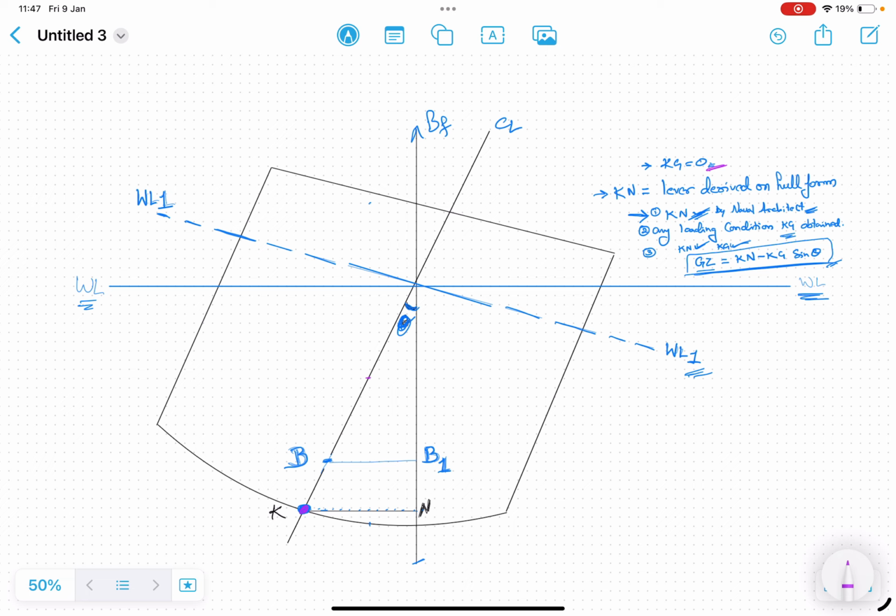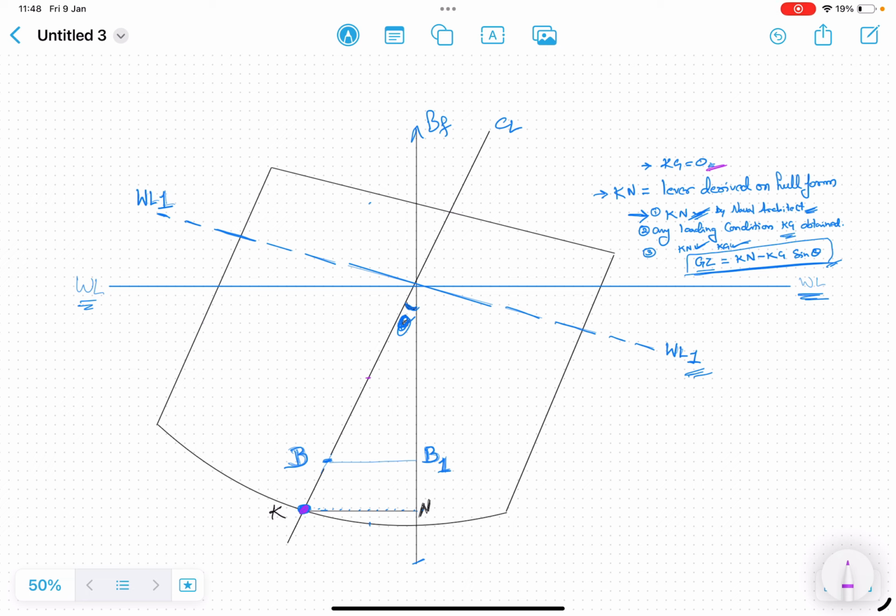Why do we need KN? What is the need to get or use KN? The KN is used to determine GZ. KN always remains constant for any particular angle of heel. It is always constant for a particular angle of heel.